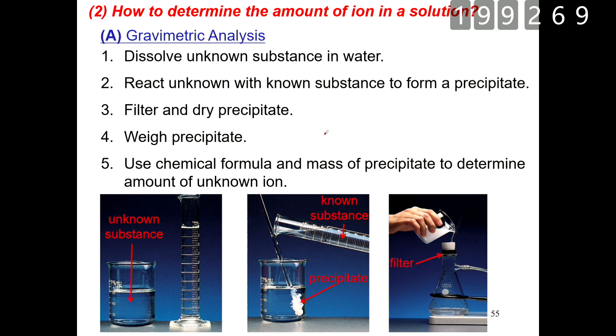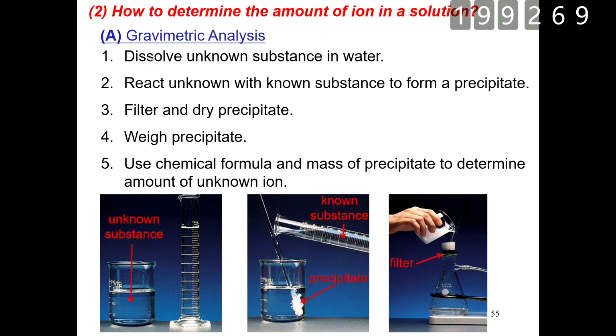Okay. Now, second question is how to determine the amount of iron in the solution. So we can use different ways to determine the amount of iron in the solution. The first way is called gravimetric analysis.